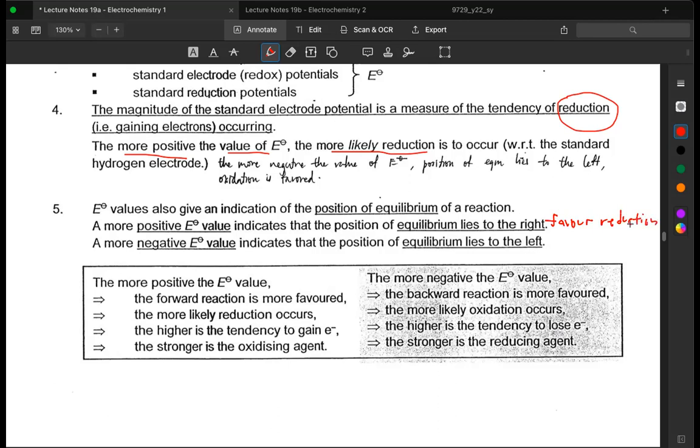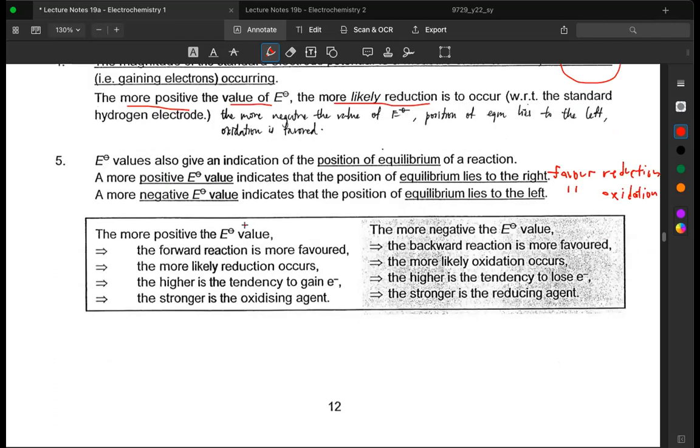Okay, when you have a positive value... If you have a negative value, it favors oxidation, where equilibrium lies to the left. Here we are referring to the half equation that shows the reduction, not the oxidation. So the more positive the E0 value, the forward reaction is favored, more likely to have reduction, higher tendency to gain electrons, stronger oxidizing agent. More negative, backward reaction favored, more likely oxidation, higher tendency to lose electrons, and the reducing agent is stronger.